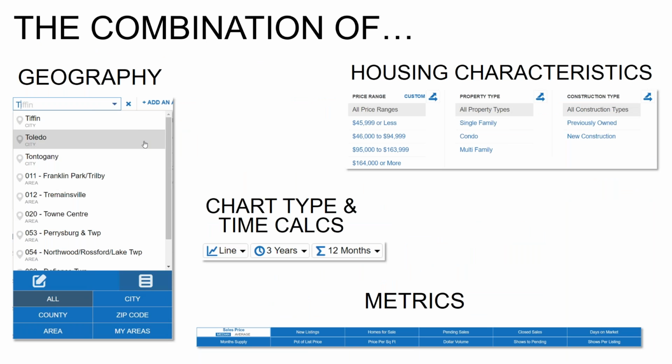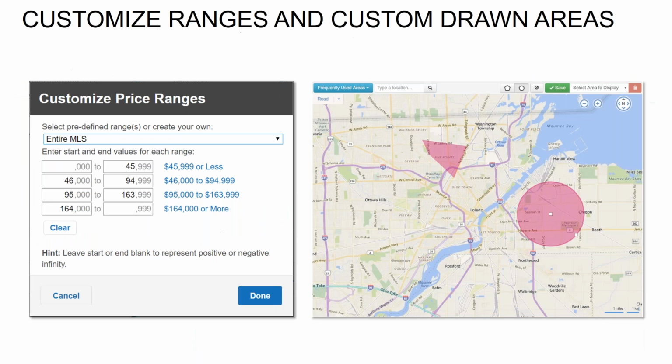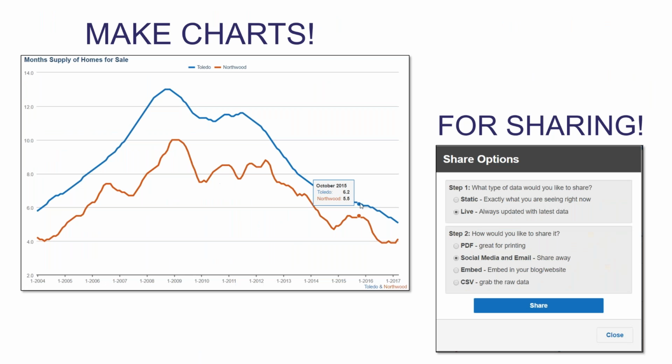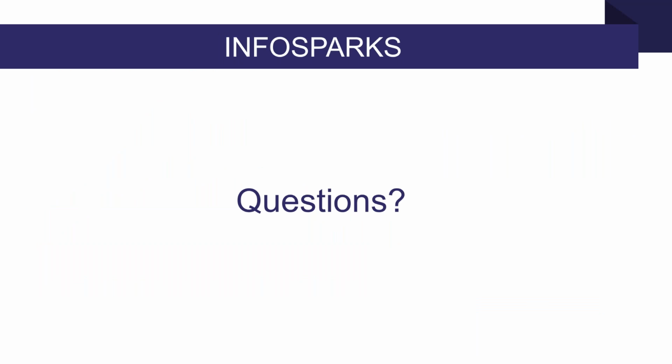So Infosparks is the combination of picking a geography or geographies, filtering their housing characteristics, adjusting chart types and time calculations, and then reviewing the different metrics, along with the ability to customize things like the price range and finished square footage, and create your own areas to make charts that are great for sharing. Any questions?